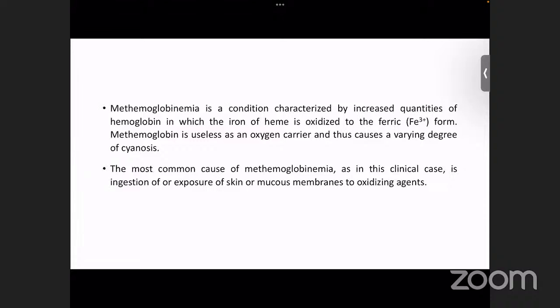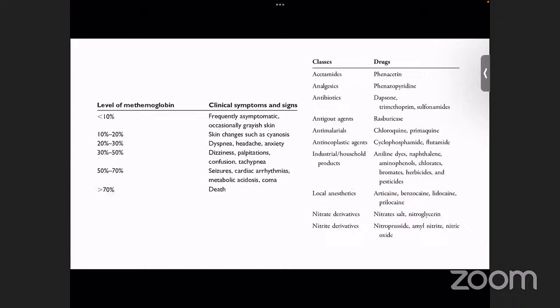Okay, so what is methemoglobinemia? There is an increased quantity of hemoglobin in which iron is oxidized to the ferric form, and it is basically useless because it is an oxidized form. The most common cause, the clue, is ingestion or exposure to an oxidizing agent. There is a long list of oxidizing drugs which can cause methemoglobinemia: phenacetin, dapsone. The case we discussed in QRP had an injection of prilocaine. So local anesthetics can precipitate it. And the other question I asked in our NEET SS was excess nitrate salts, which can cause methemoglobinemia.